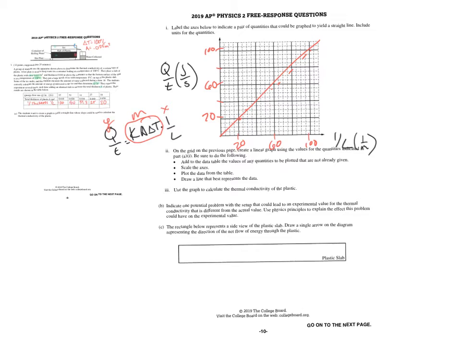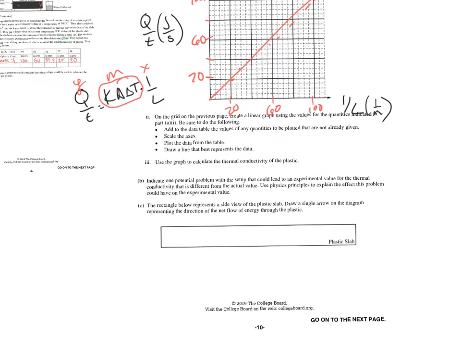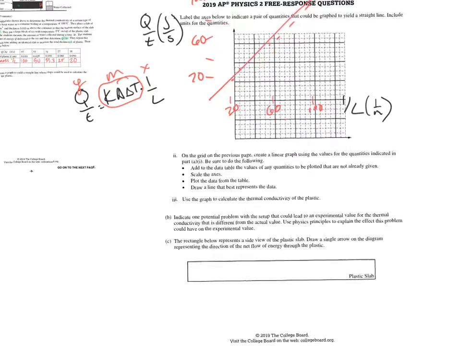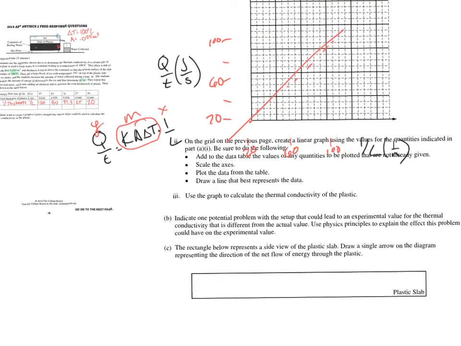All right, next in part 3, they want you to use the graph to calculate the thermal conductivity of the plastic. So once again, in your formula that you have over here, it says that Q over T, the y-axis, is equal to all this slope, thermal conductivity times area times delta T times 1 over L. So if you just solve for your slope, you have area and delta T already from what we did earlier. Keep in mind that was up here with 100 degrees Celsius and 0.025 meters squared.